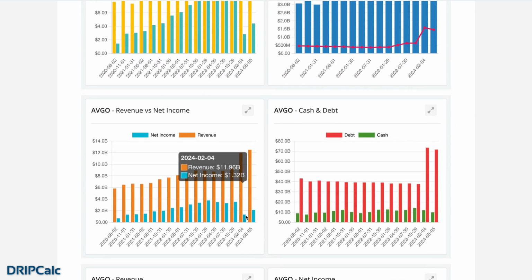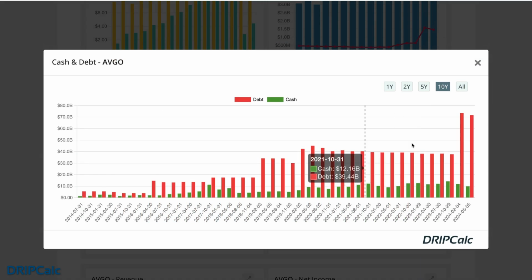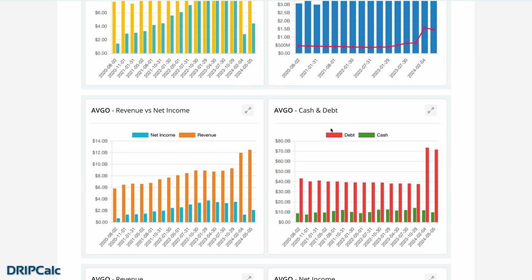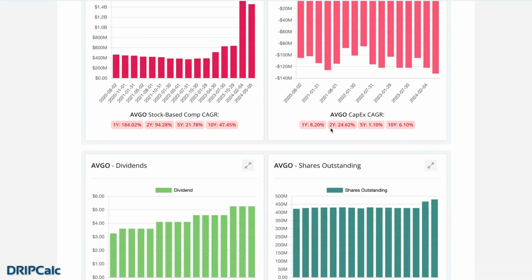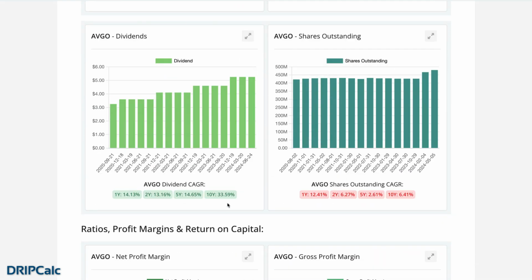So I guess they made some purchases. You see their debt went up significantly. It almost doubled from 37 to 73 and a half billion. And their cash pile slightly reduced. You can see their dividends are rising, increasing at a super high pace. Over the last 10 years, almost 34% CAGR. So that's an average for every year that it's increasing.